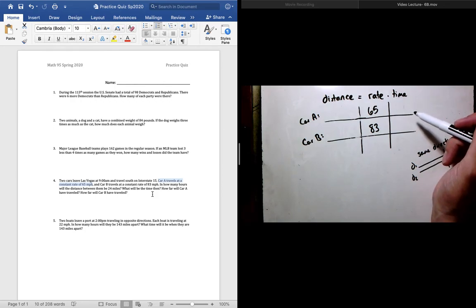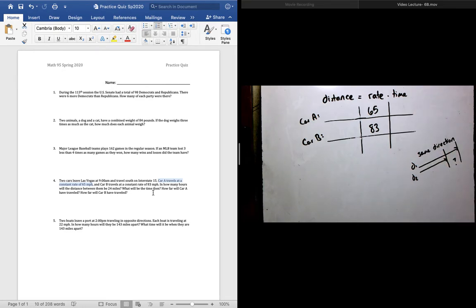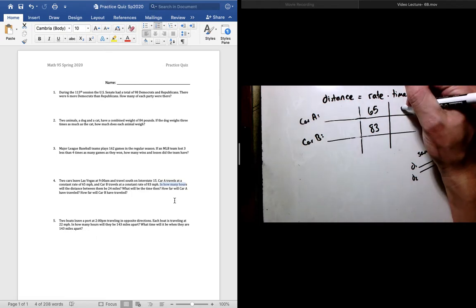What else do we know about time? It says, in how many hours will the distance between them be 24 miles? In how many hours tells us that what we're looking for in this problem is the time. We don't know what the time is. So I'm just going to refer to that as x.